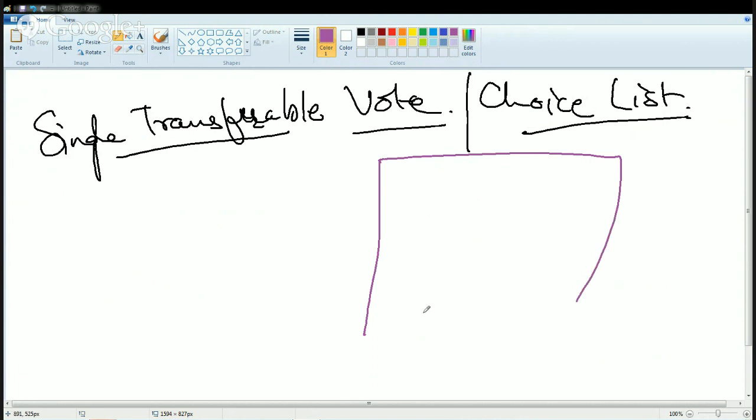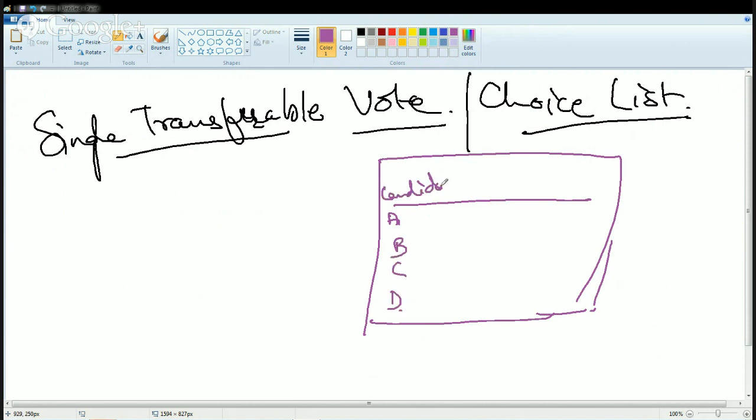You have a ballot form, okay? You have the list of candidates A, B, C, D. So here A, B, C, D are the candidates. And for these candidates, I have ranking 1, 2, 3, 4, and 5. Okay. So what I do is rank each.